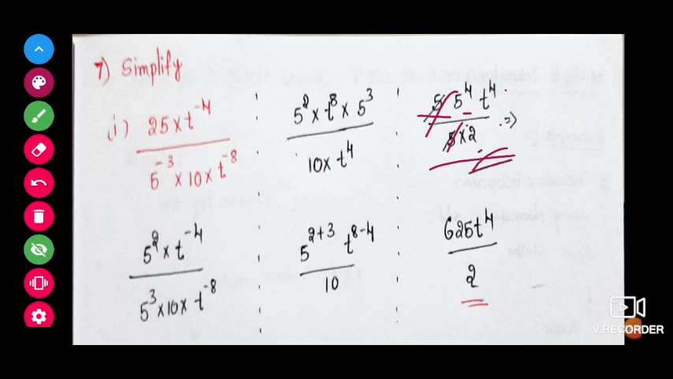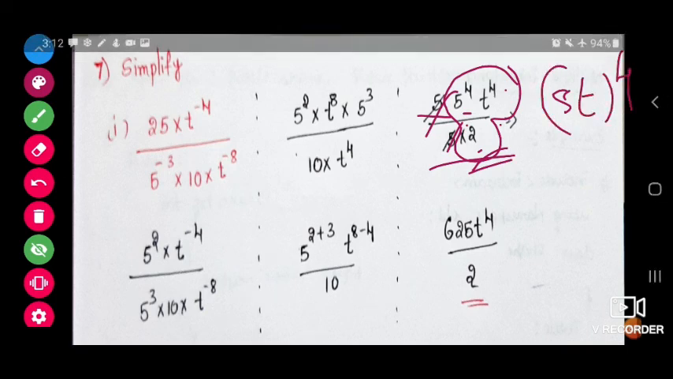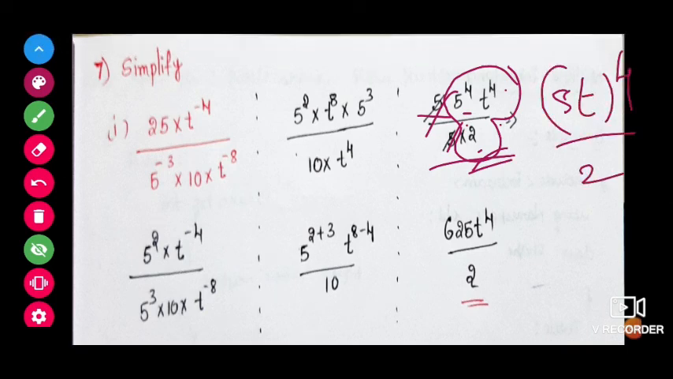Even we can leave it like that only, children. No need to simplify further. We can write it like (5t) whole to the power 4 by 2. Or else just expand this 5 to the power 4 as 5 into 5 into 5 into 5. That is 625 t to the power 4 by 2. That's it.